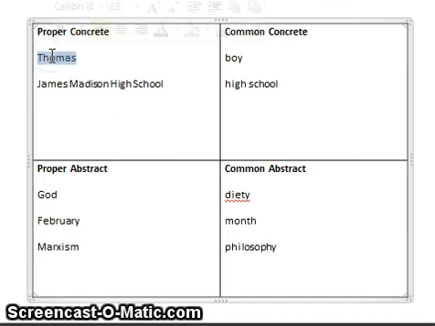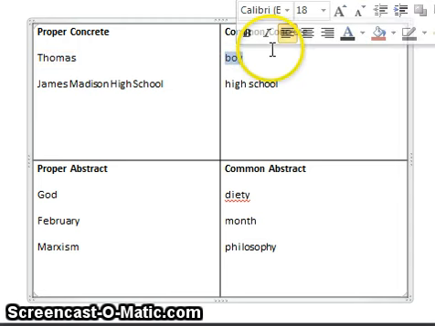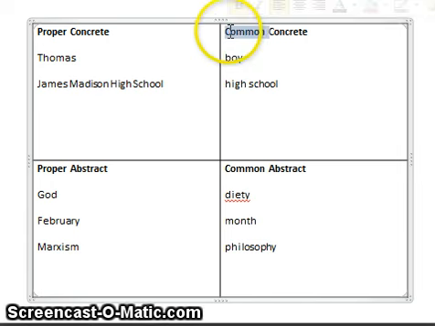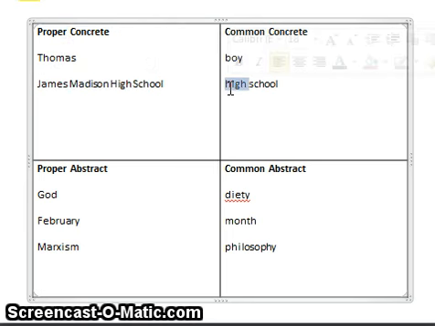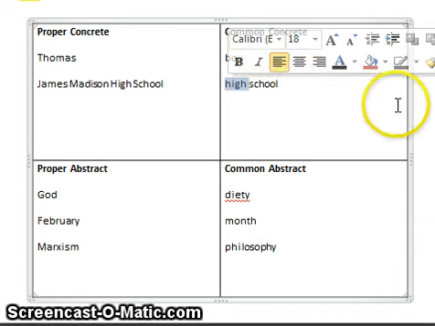Proper concrete, Thomas. You can certainly observe Thomas, see Thomas. And its proper name, it refers to a specific boy, whereas sure, you could see any boy, observe that boy, but the word boy is a little more generic. It's common rather than proper. James Madison High School is a proper concrete noun. We can observe it. Many of you will be in James Madison High School shortly again, and it's proper in that it's not a generic common high school as we have over here in common concrete. Okay.